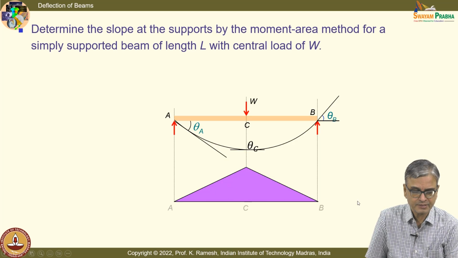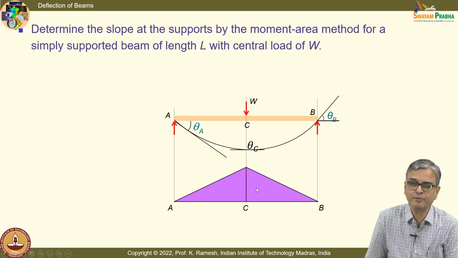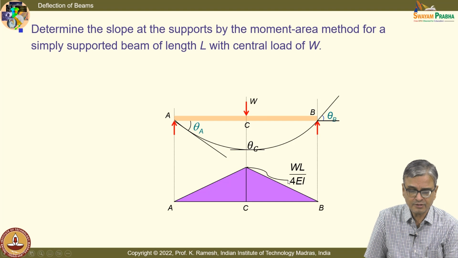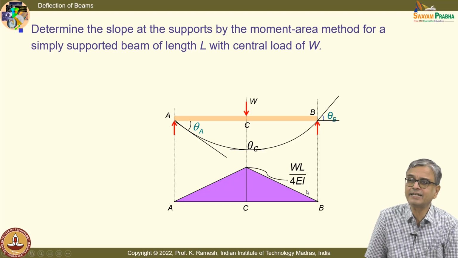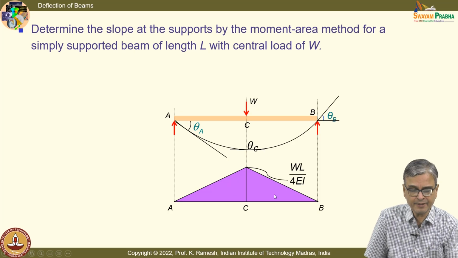Fine. And I have also labeled A, C, B, the same points here. It is nothing but the bending moment diagram. You scale it up, scale it down by EI. I have this value as WL by 4 EI. You have the product EI coming down. Okay. So, that is how you do the scaling, essentially a bending moment diagram.